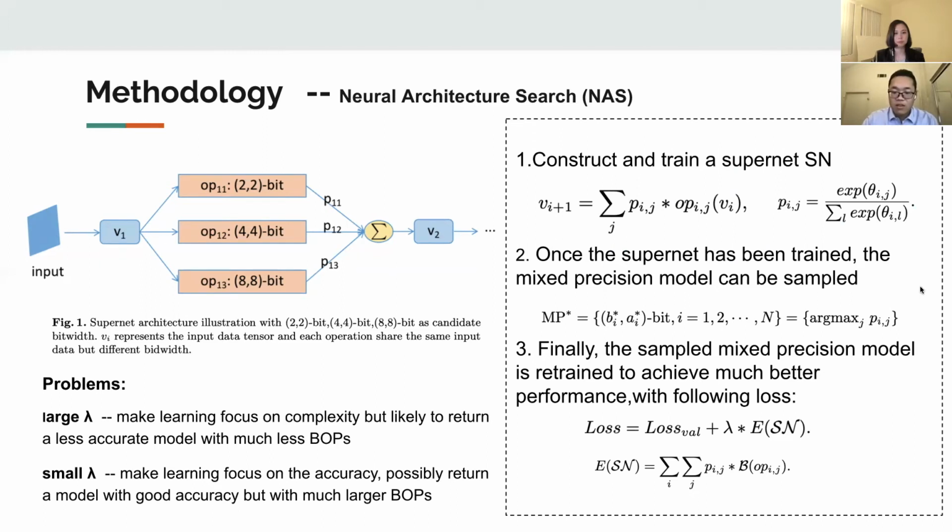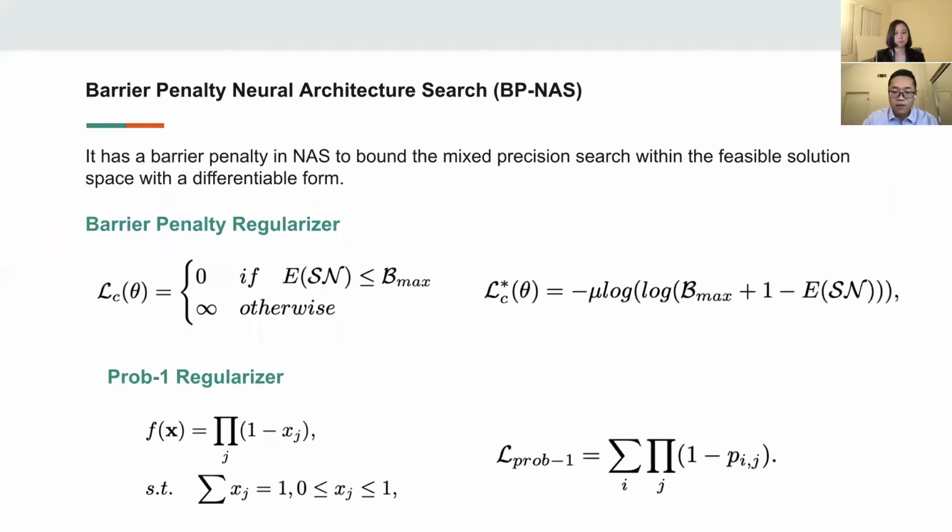However, there exists a problem, a trade-off between complexity and accuracy with either large or small lambda. So in order to achieve higher accuracy as well as efficiency, a barrier penalty is added for the NAS method. It is used to bound the mixed precision search within a feasible solution space in a differentiable form. The key idea is to develop a regularizer to punish training with extremely large loss. The right side of the equation is modified for differentiation purposes. It looks like setting a barrier at Bmax for the model. This is why it's called a barrier penalty regularizer.